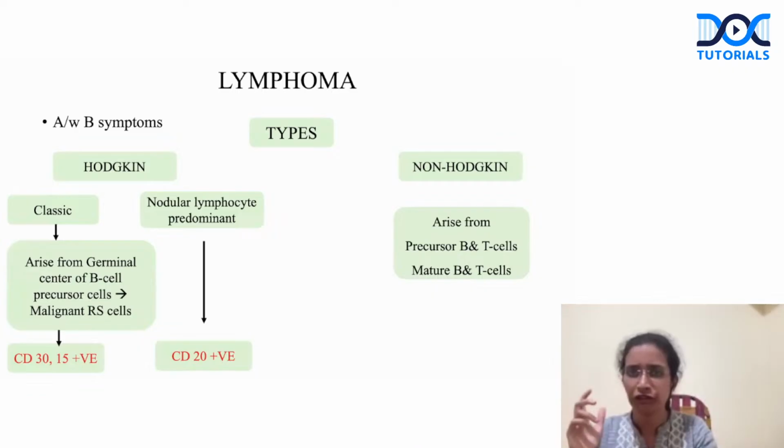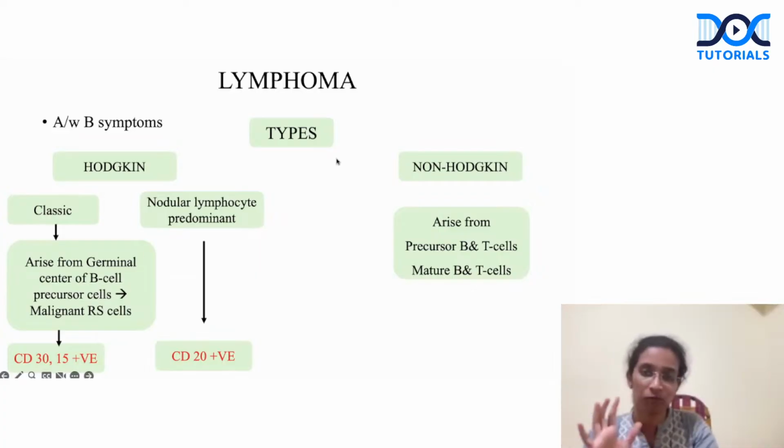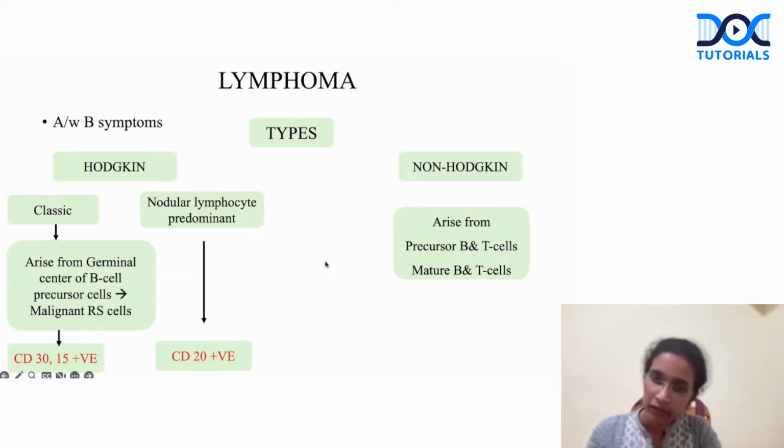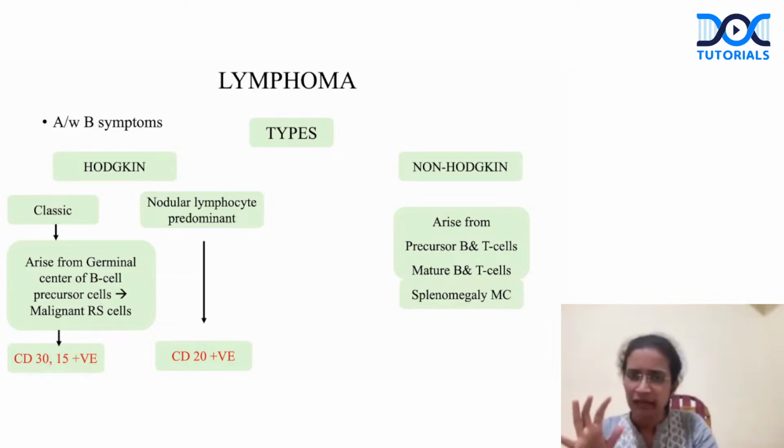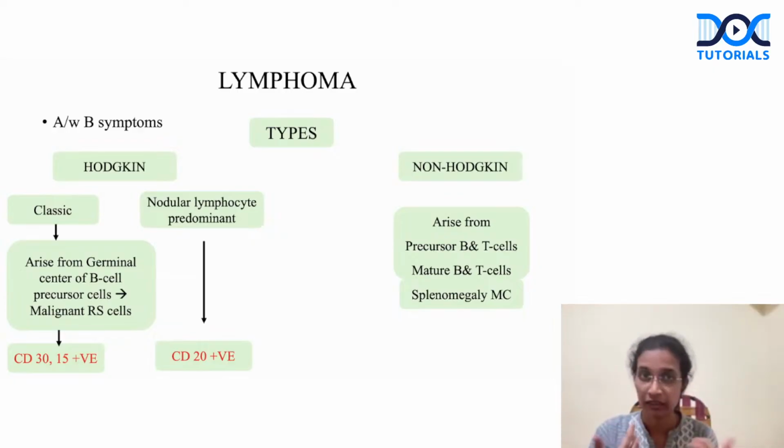Got it? And coming to the non-Hodgkin type, this arises from the precursor B and T cells and mature B and T cells, whereas the Hodgkin classic type arises from the germinal center B cell precursor cells. Splenomegaly is more common in the non-Hodgkin type, not in the Hodgkin type. And splenectomy is reserved only for patients with symptomatic splenomegaly. You can't do splenectomy for all splenomegaly. That is reserved only for symptomatic patients, like abdominal pain, early satiety, fullness, or something like that.